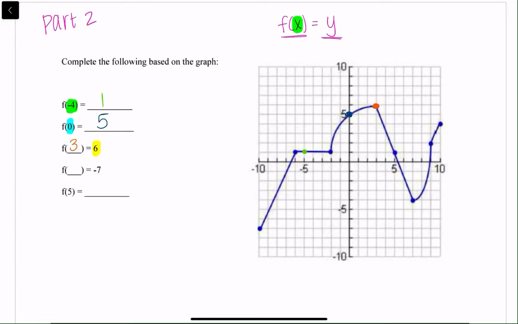The next problem is similar. I have f of blank equals -7. So I do not have an x value, but I do have my y value. So I'll go to -7 on the y-axis and then go over to my graph. And that gives me -10.